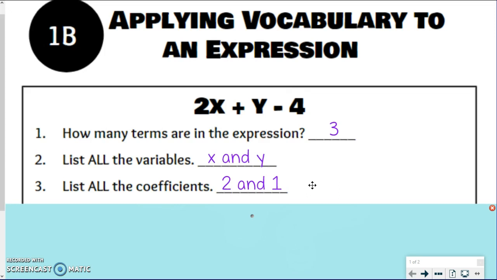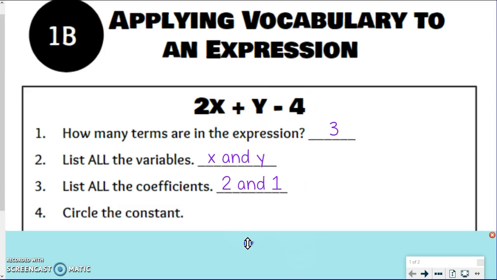So whenever you see a variable, there is always a coefficient. It's either the number that you see in front of it, or it's a sneaky hiding 1 that is actually there, but we just don't always write it because it's kind of redundant to write it, okay? So 2 and 1 are our coefficients. Then it says to circle the constant. See if you can try that on your own. And 4, that is our constant. Okay, so that minus 4 is our constant. There is no variable with it, so it is just a constant.